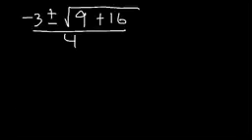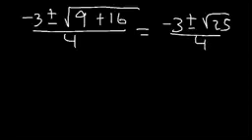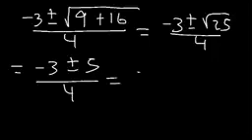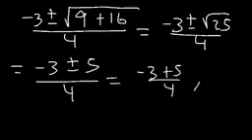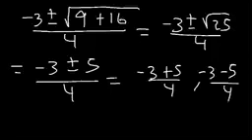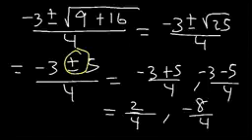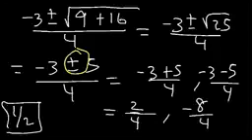And 9 plus 16 is 25, and the square root of 25 is 5. So right now we can separate this into two equations: negative 3 plus 5 divided by 4, and negative 3 minus 5 over 4, because we have a plus and minus. Negative 3 plus 5 is 2, so it's 2 over 4. And negative 3 minus 5 is negative 8. 2 over 4 is the same as 1/2, which is the first answer. Negative 8 over 4 is negative 2. That's the second answer. So if you're having difficulty solving it, you can always use the quadratic formula to get the answer.